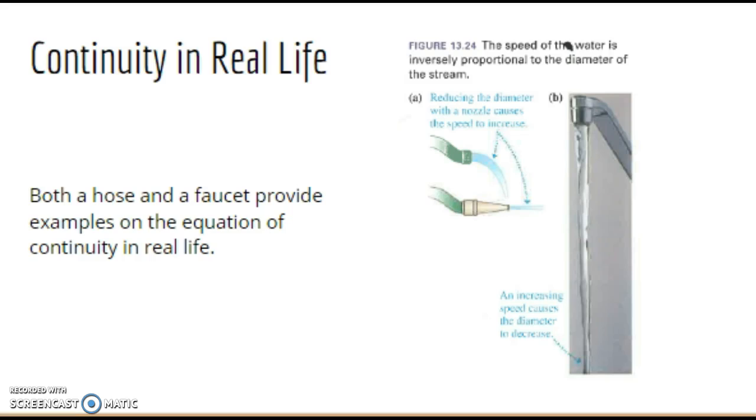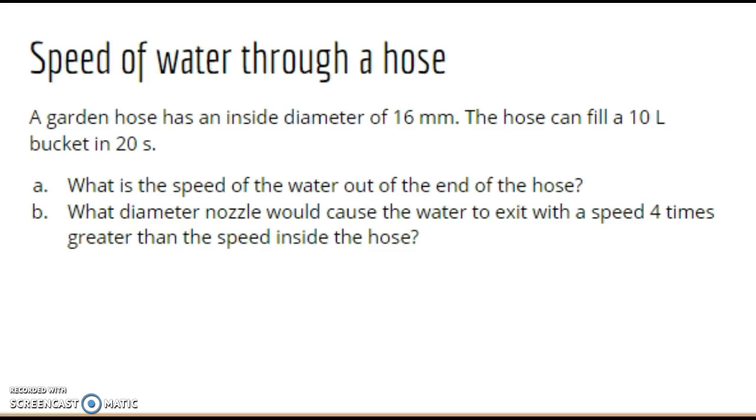As we just learned, if it's moving faster, the cross-sectional area has to be smaller. So that's why the stream of water then tapers. So we can go through a couple examples here. So the speed of water through a hose.